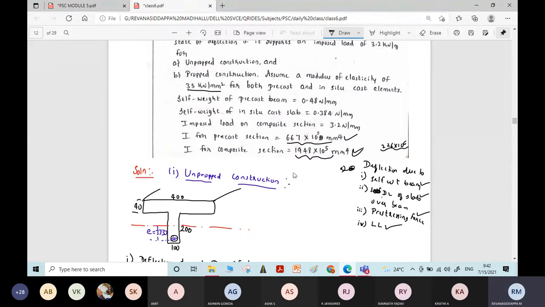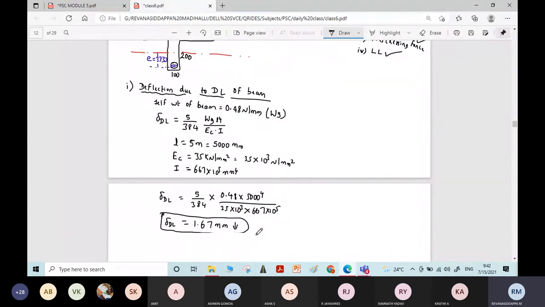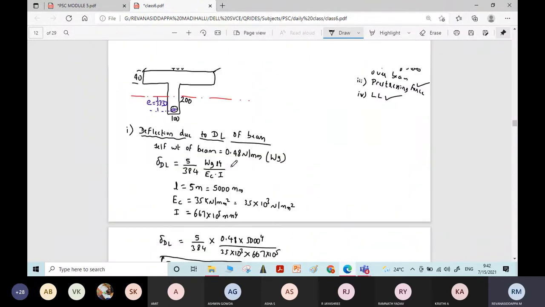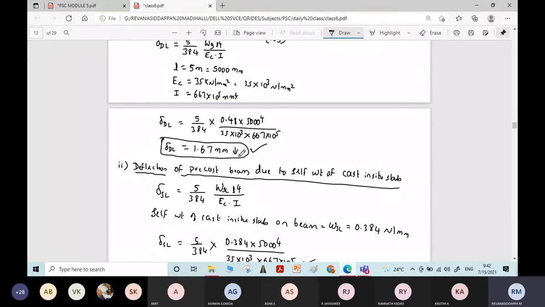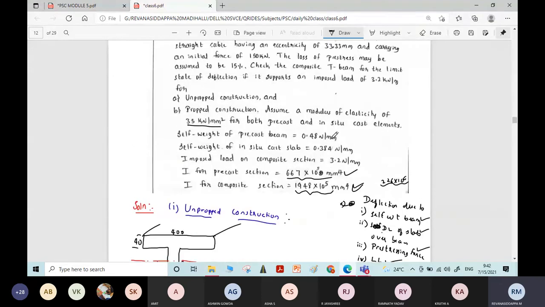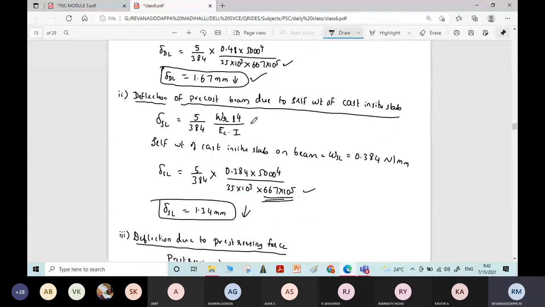Now, for the deflection due to the dead load of the beam, the moment of inertia is the same, so the answer will be the same. Whatever deflection due to dead load of the beam you got for the previous problem, you get the same, because the moment of inertia and the dead load, the self weight of the beam, everything is the same. Then the deflection of the precast beam due to self weight of the slab: here also the moment of inertia we utilized is 667 × 10⁵, the beam only. So this step is also the same.